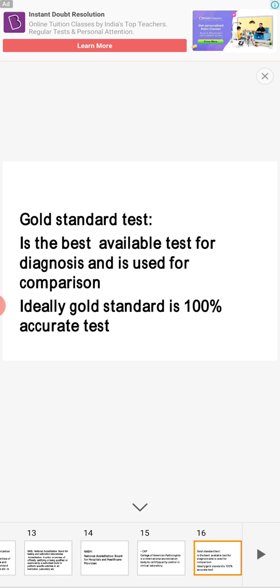So these are some of the terminology we especially use in the lab. Okay, thank you.